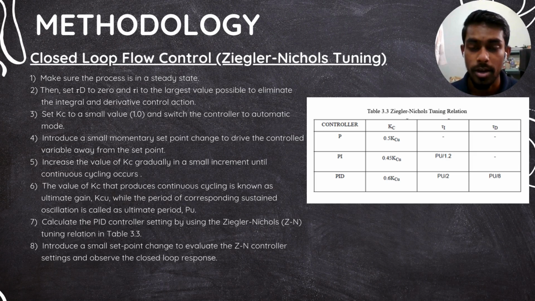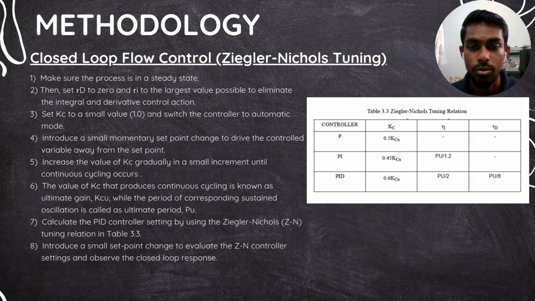Then increase the value of Kc gradually in small increments until continuous cycling occurs. The value of Kc that produces continuous cycling is known as the ultimate gain, Kcu, while the period of the corresponding sustained oscillation is called the ultimate period, Pu.